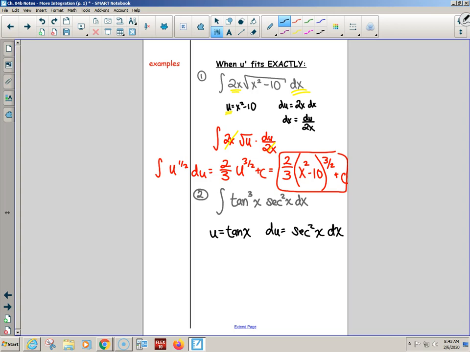Who's the derivative of tangent? Secant squared. So if I was to solve for dx, I would get du over secant squared. Is this secant squared something for me to be worried about? No, absolutely not. Because when I come up here and say, hey, I got a dx, I'm going to plug that in. And then I have a place for a u, and I already have tangent, so I'm going to plug that in. Reduce. Anybody see I'm just going to end up with u cubed?